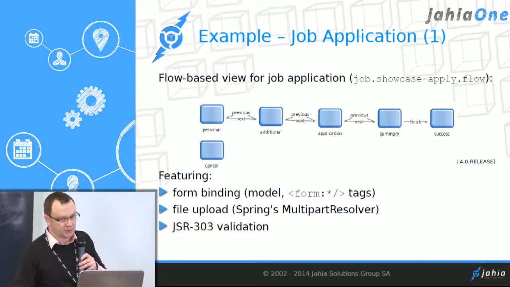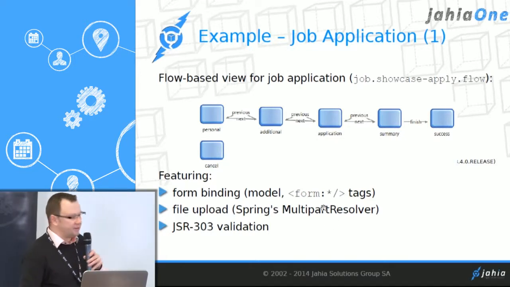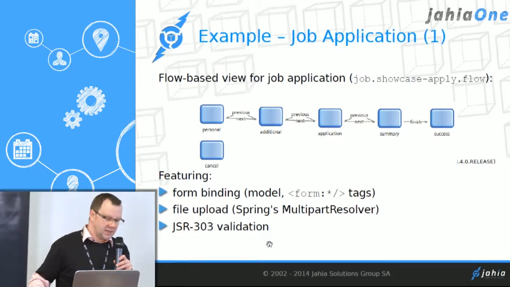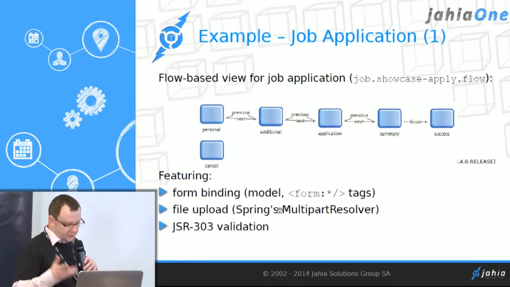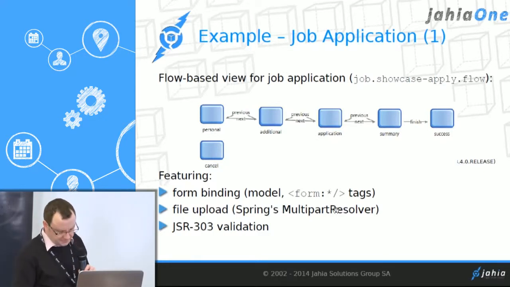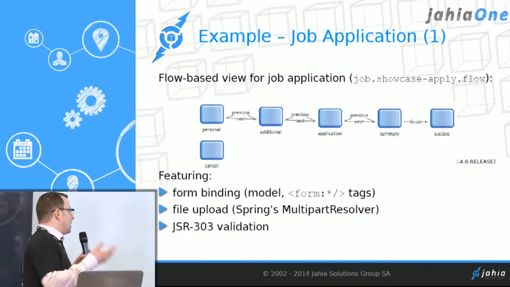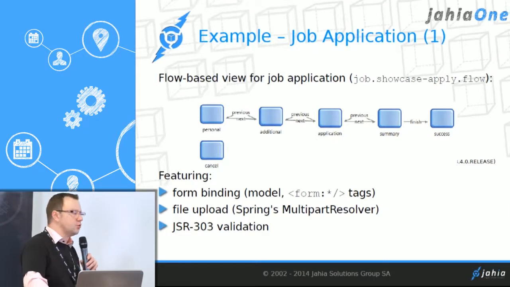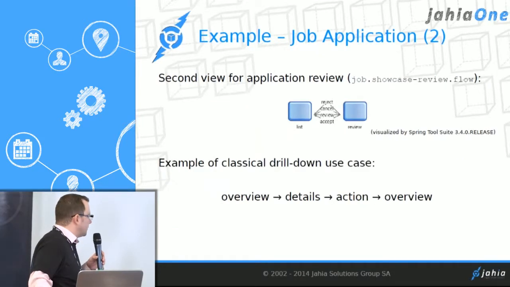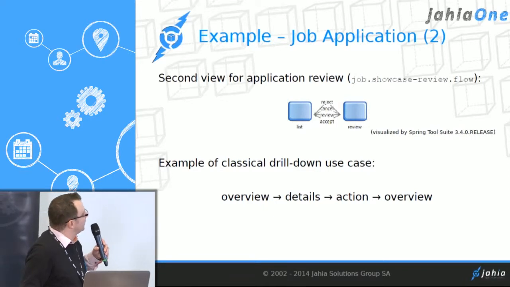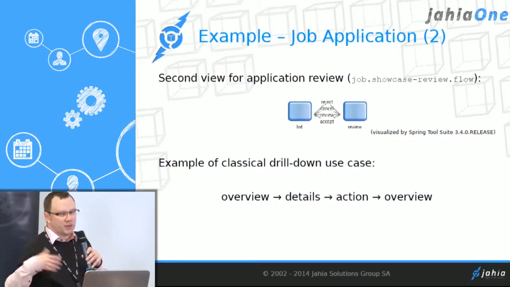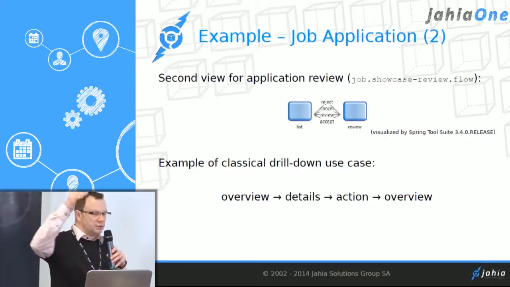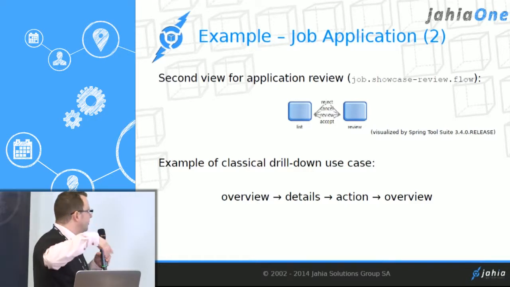I will just show how simple it is to specify the file upload with Spring Webflow. And it also features the JSR 303 validation, which I guess the specification is called bean validation. It allows you to use, for example, annotation-based validation, which you can define on your model. You can create custom validators quite easily, and so on. And the second flow is about reviewing the application itself. It's just a really simple case of showing the overview details, so this is a drill down use case.